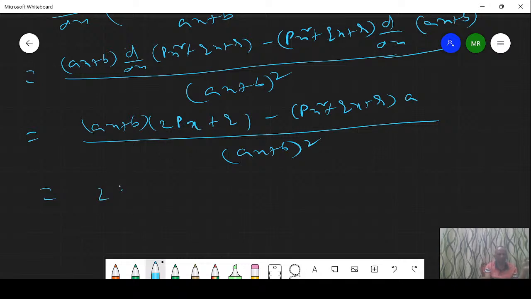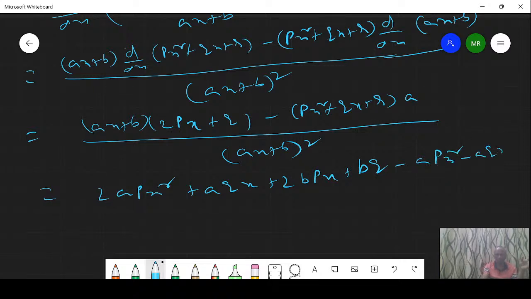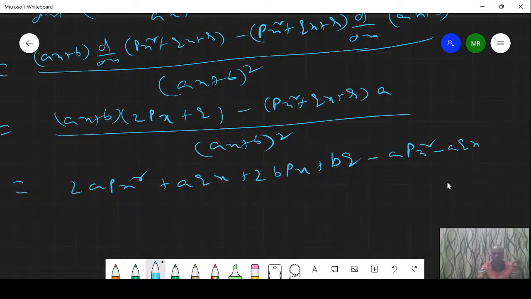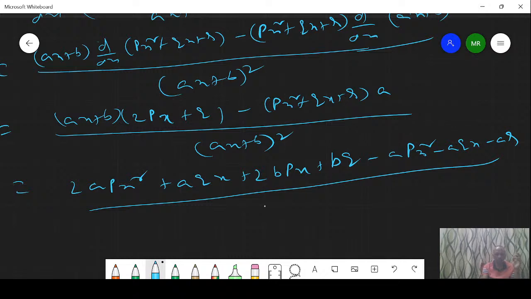This is 2px. This will be 2apx square, multiplying this, this will be aqx. This will be 2bpx, multiplying all this will be 2bpx plus bq. You will get bq. It will be bq minus apx square minus aqx minus ar. The last term is minus ar, by (ax plus b) whole square.